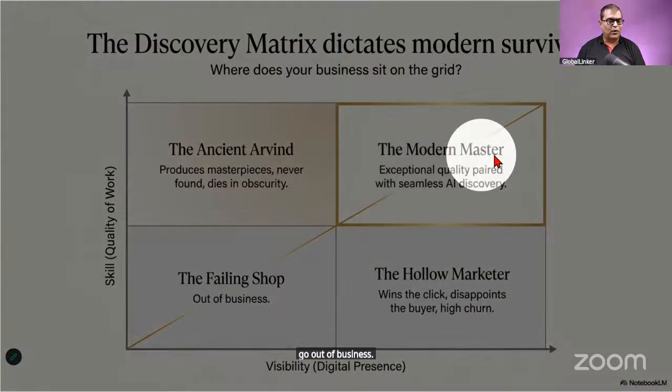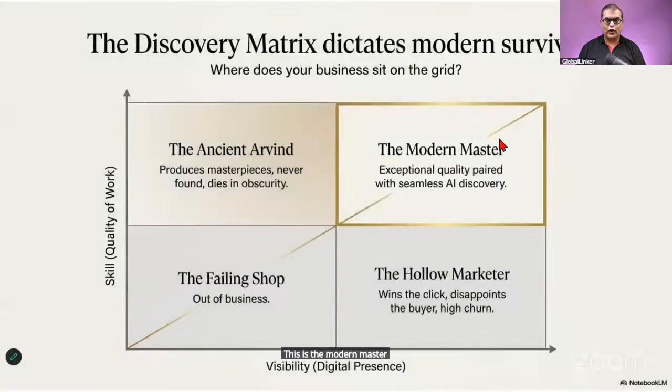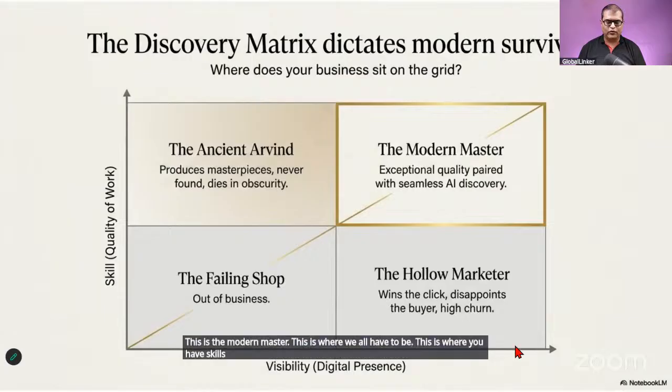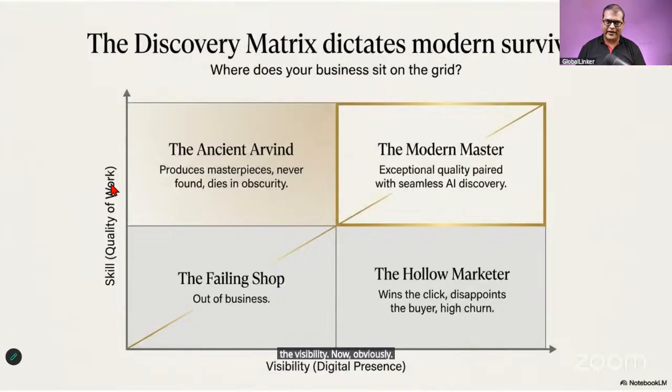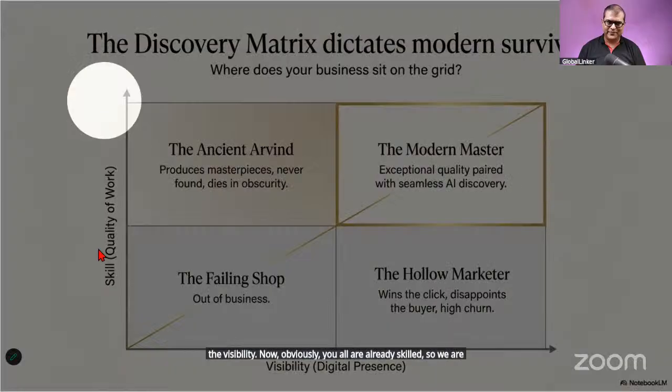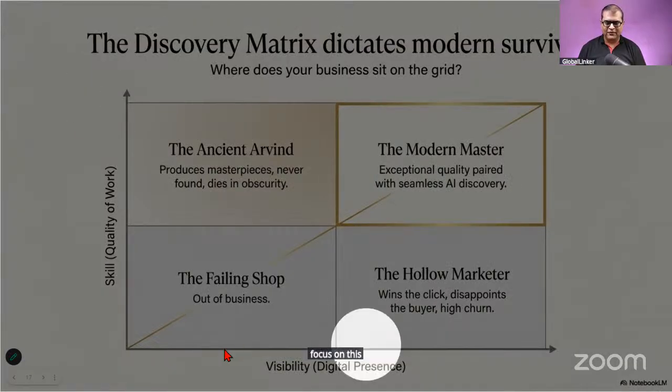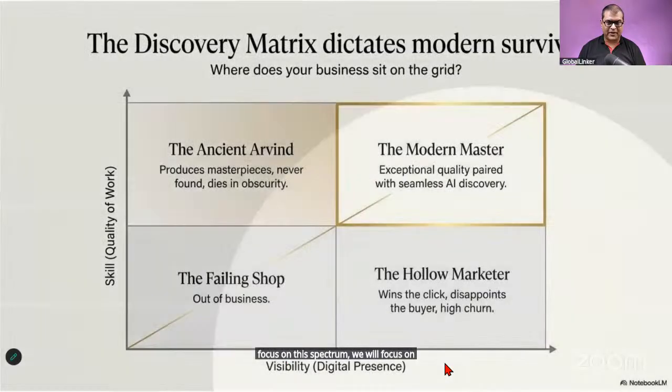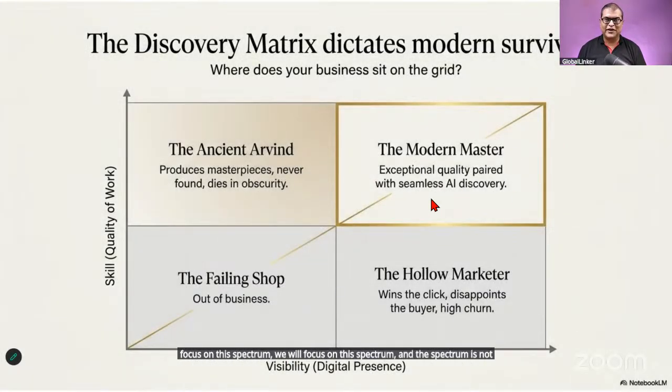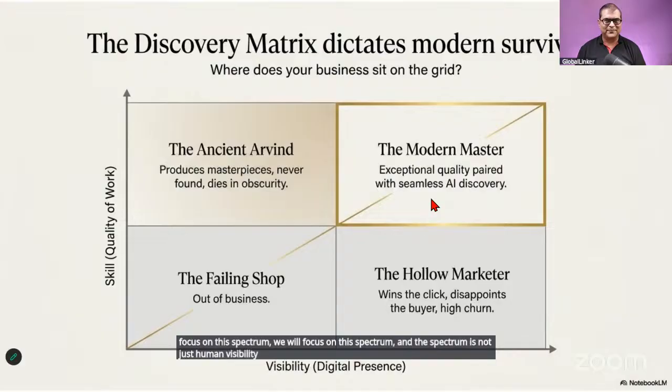This is the modern master. This is where we all have to be. This is where you have skills and you also have the visibility. Now, obviously, you all are already skilled, so we are not going to focus on this spectrum. We will focus on this spectrum, and the spectrum is not just human visibility. This is for AI to discover and find your business.